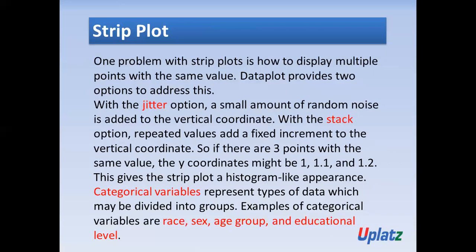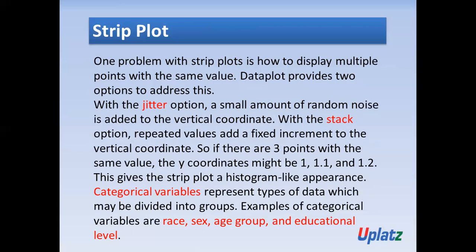So if there are 3 points with the same value, then the y coordinate might be 1, 1.1 and 1.2. This gives the strip plot a histogram-like appearance. Now you might be thinking, what is a categorical variable?